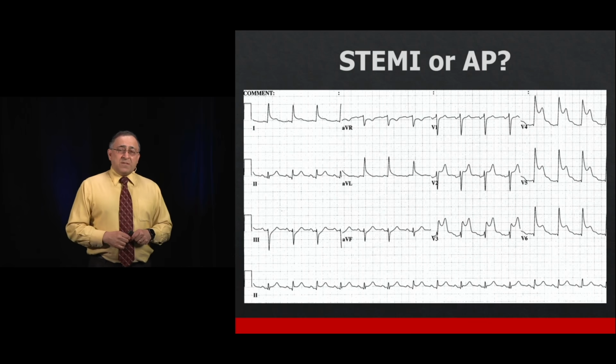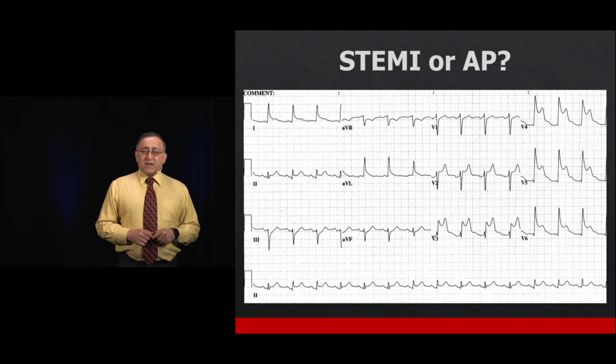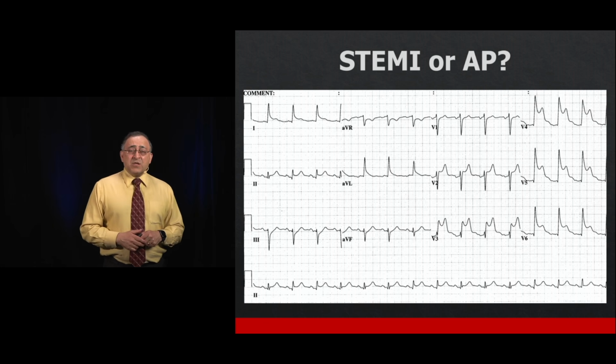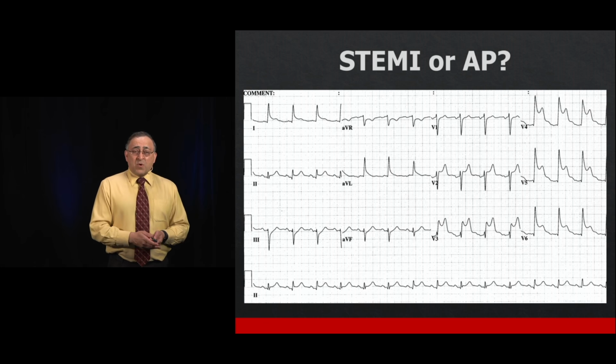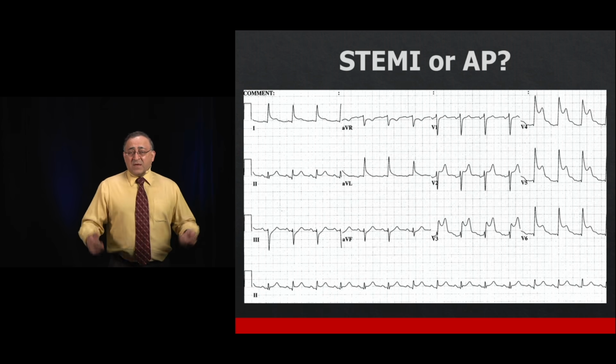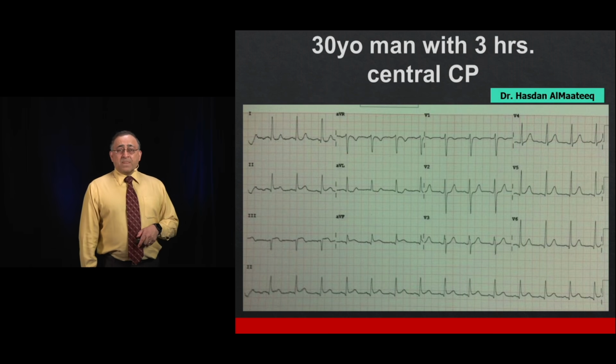How about this one? This is an equally ugly looking 12-lead EKG, STEMI or pericarditis. I'll let you kind of think about that for just a second. The answer here, this has to be an acute STEMI, because step number one, you see ST segment depression in 3 and AVF. It's got to be an acute STEMI. It can't be pericarditis.